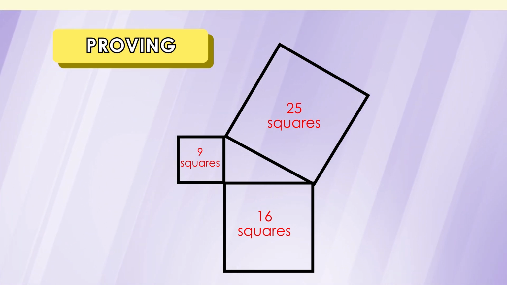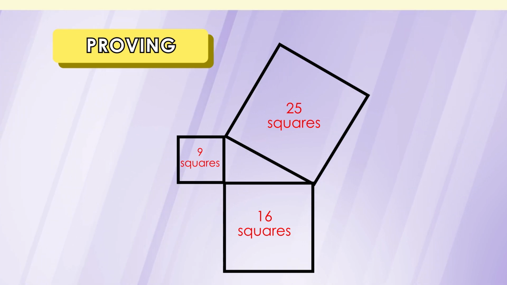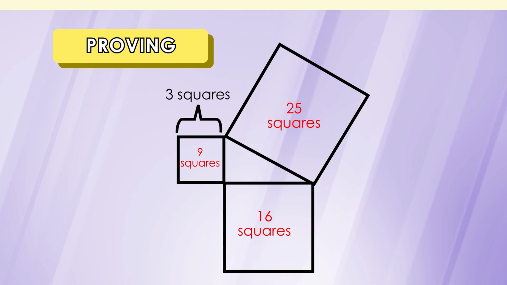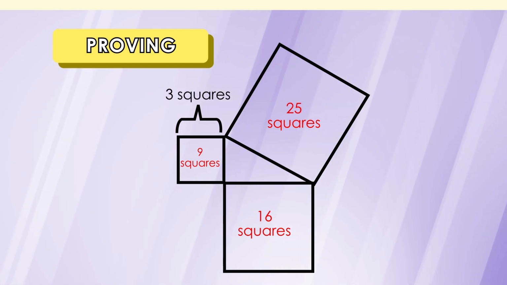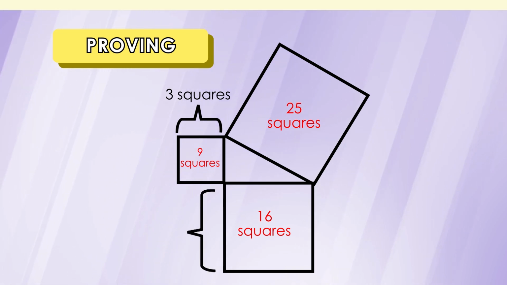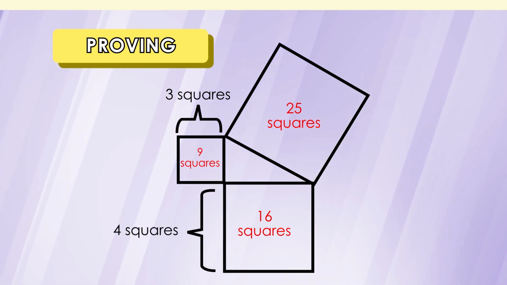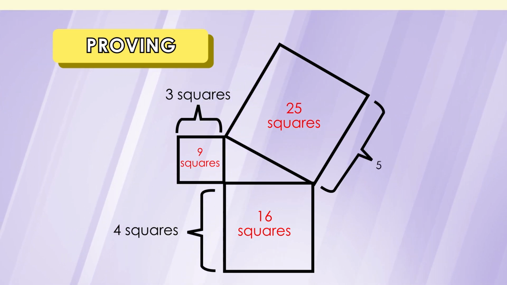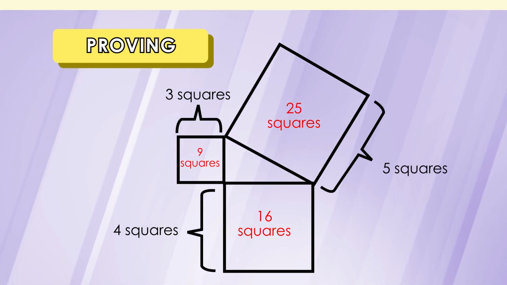Now, let's find out the length and width of the first square. It is 3 times 3. Similarly, for this square here, it is 4 times 4. Finally, the biggest square is 5 times 5.